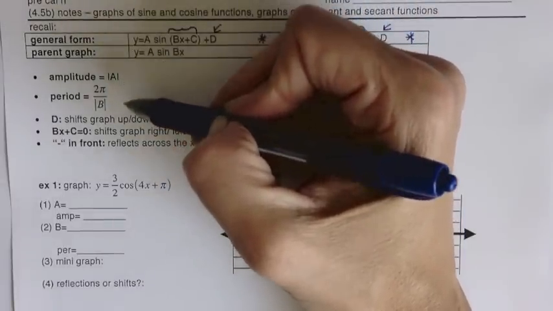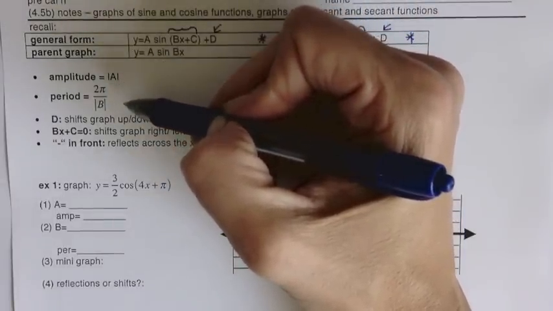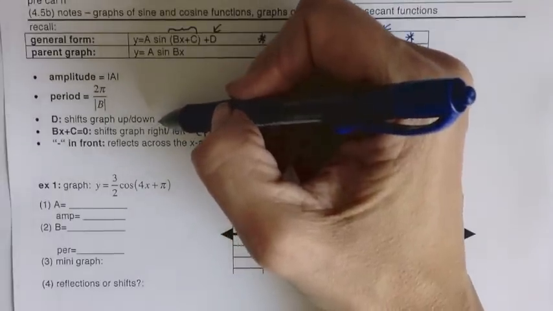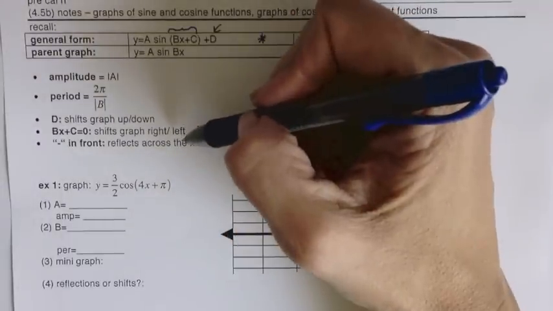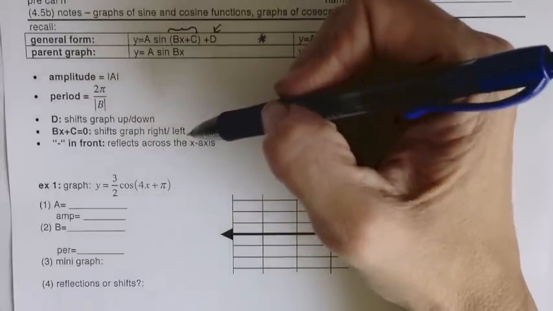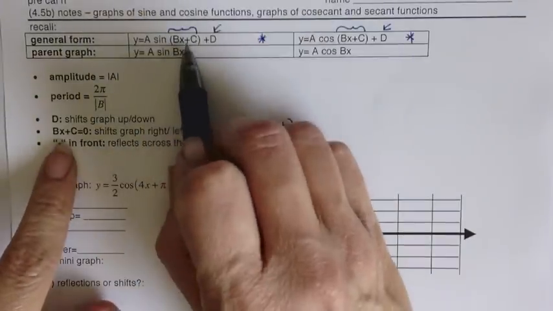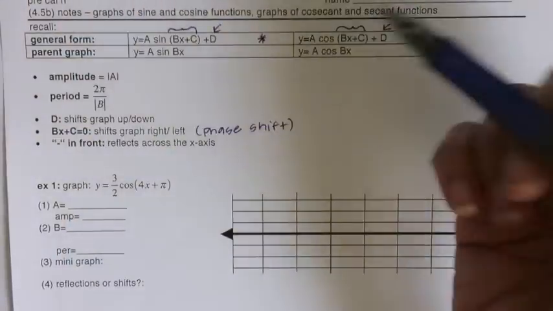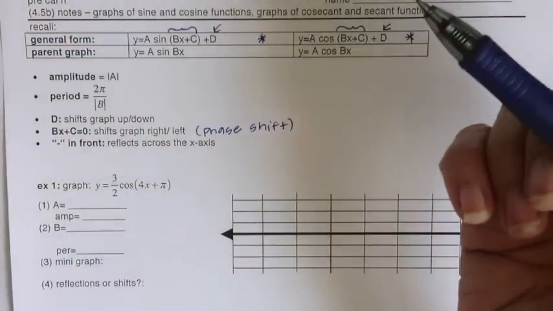We know what that is. We know how to find the period of sine and cosine. And then we know that D is going to shift the graph up or down. And then we know that if we want to find the phase shift, we have to set whatever's in with the x equal to 0, nothing new. And then we also know that the negative in front reflects it across the x-axis.